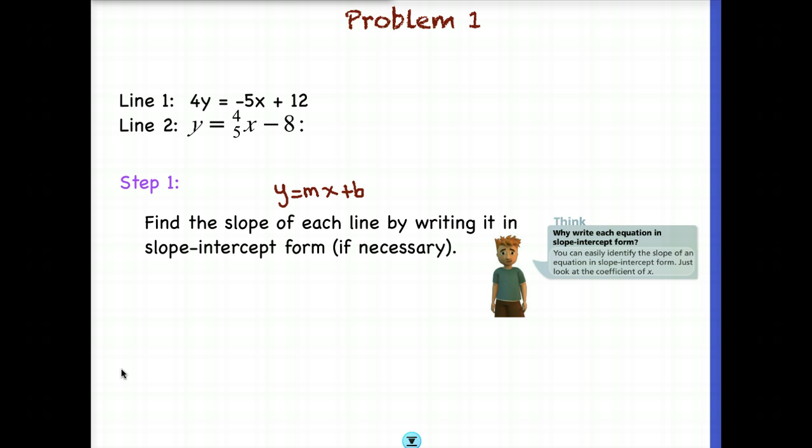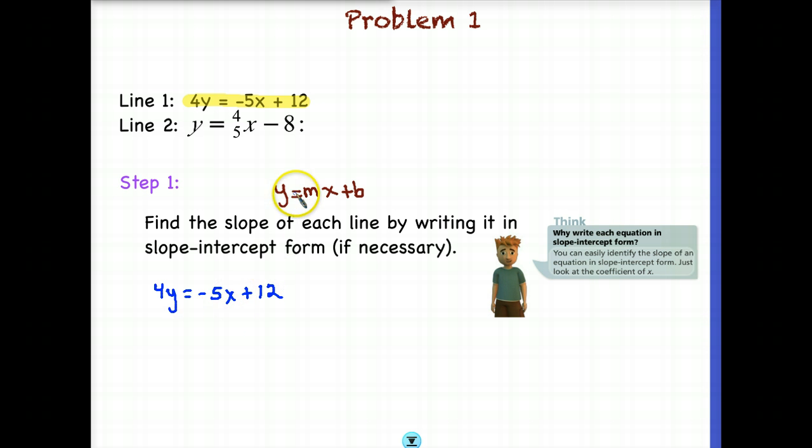So let's do that. Let's look at our two equations. Well, line 2 is already written in slope-intercept form, so all we have to do is adjust line 1. Line 1 is the only one not written in slope-intercept form. Okay, so in order to do this, we will go ahead and write it out. So we've got 4y equals negative 5x plus 12.